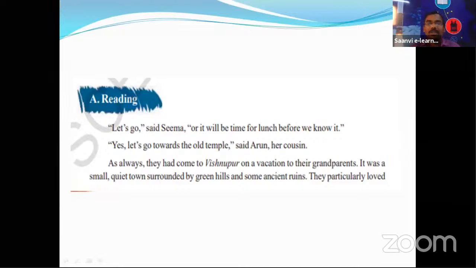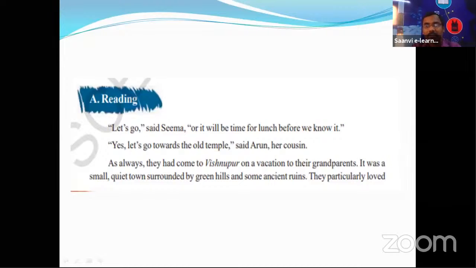It was a small quiet town surrounded by green hills and some ancient ruins. What was a small quiet town? Vishnupur was a small quiet town. What is so special about Vishnupur? Vishnupur is the village where Seema's and Arun's grandparents live. They might have got a vacation and wanted to visit their grandparents. That's why they came to Vishnupur and they are going out to play a game. Where are they going? They are going towards the old temple.